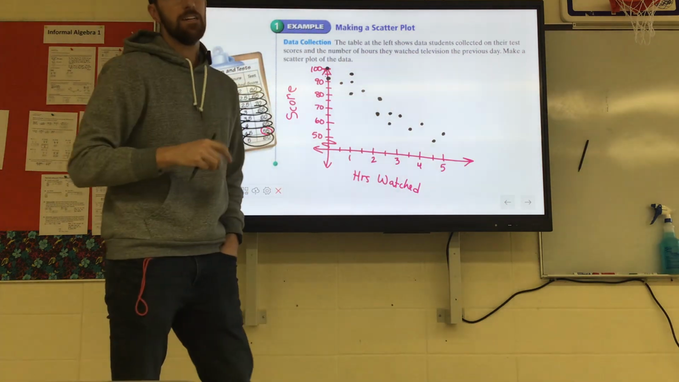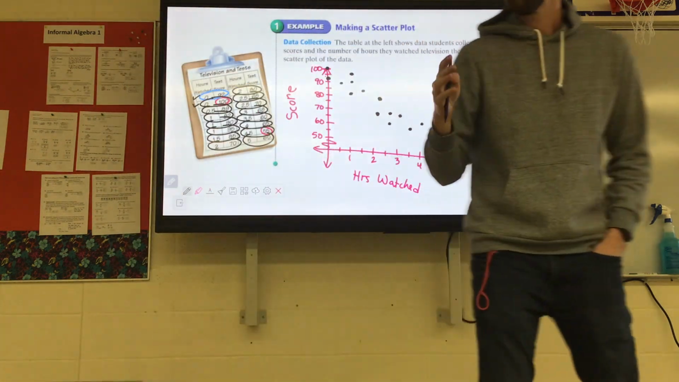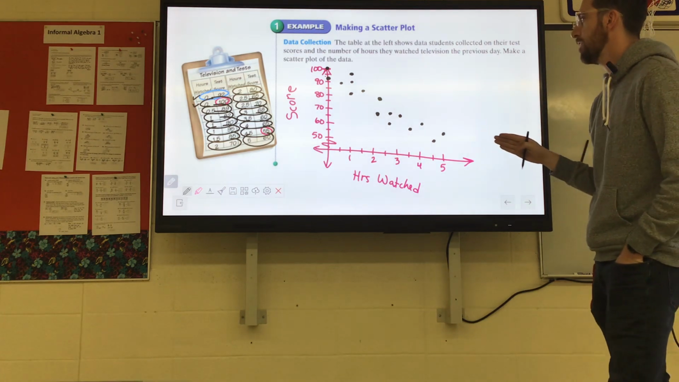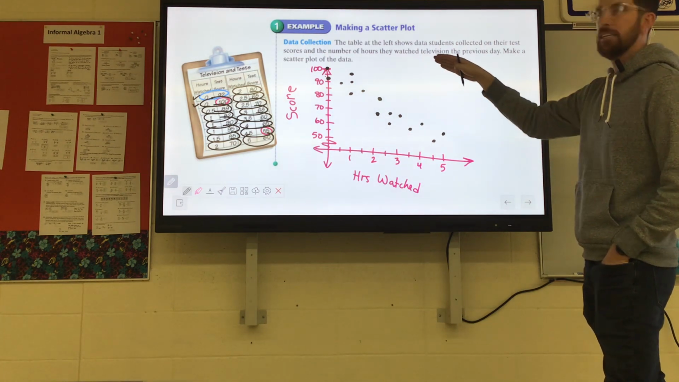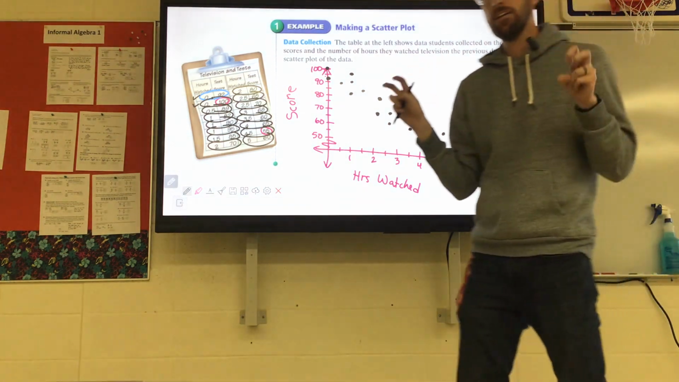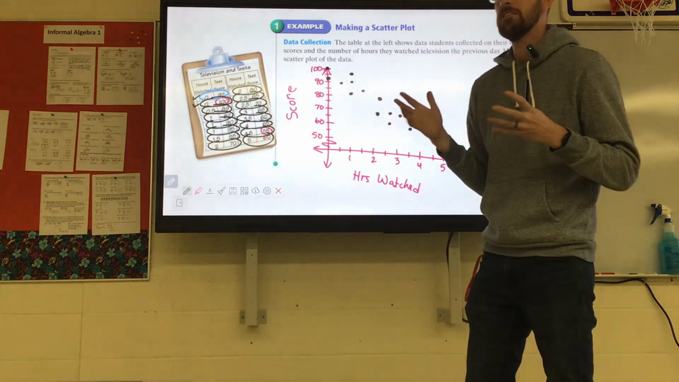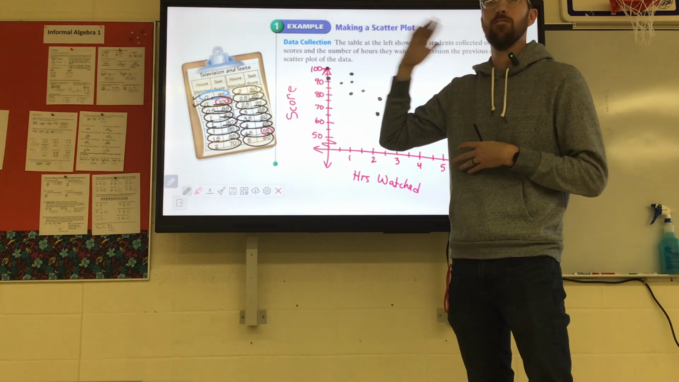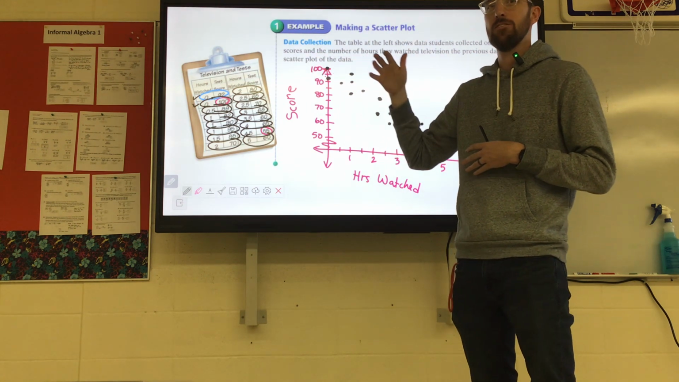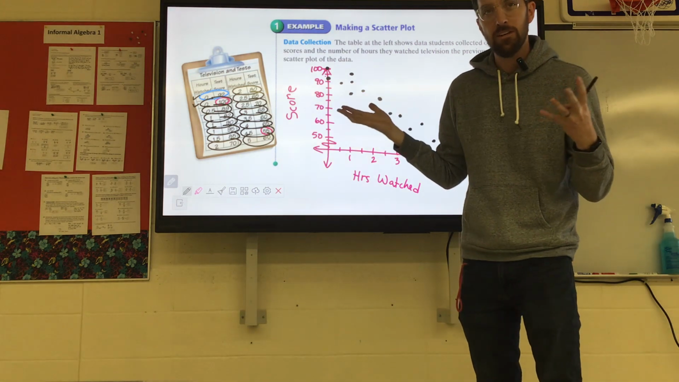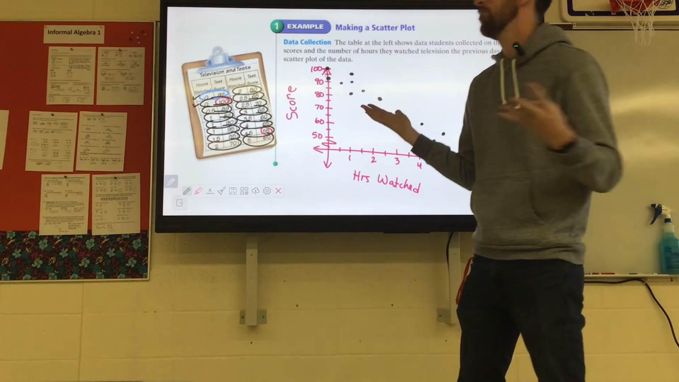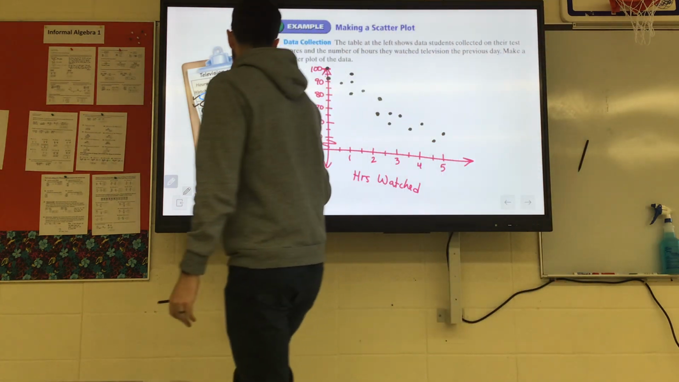We've created the scatter plot for the data. Now it doesn't ask us to analyze this, but if you look, it's trending down and to the right. That's called a negative correlation, which makes sense because the more hours you spend watching TV, the less time you're focused on your test. That's less time you could spend studying, so usually that would result in a lower score. That makes sense.